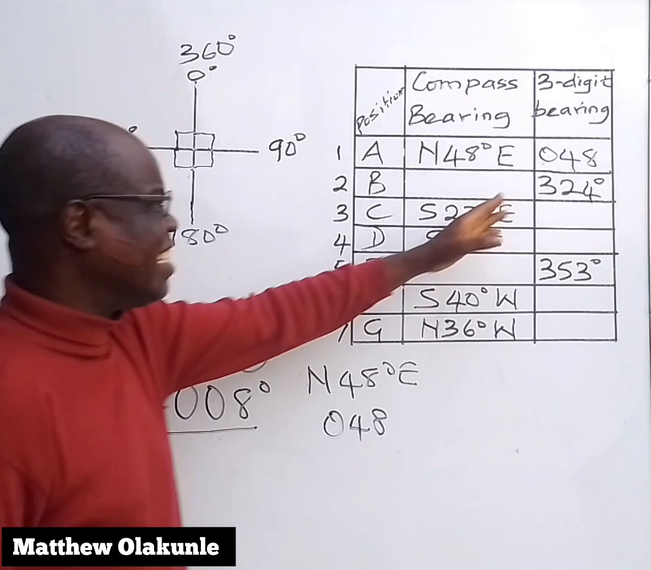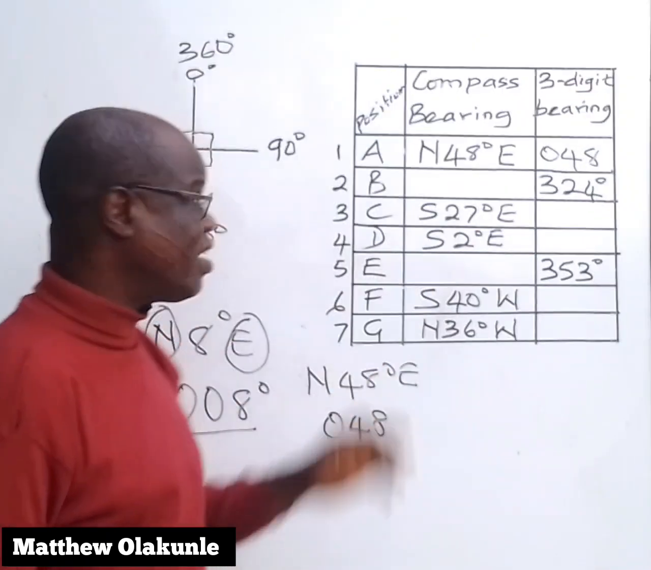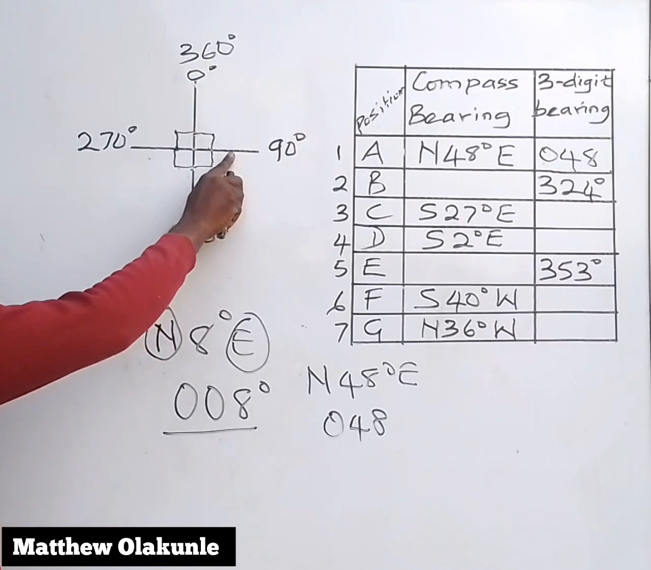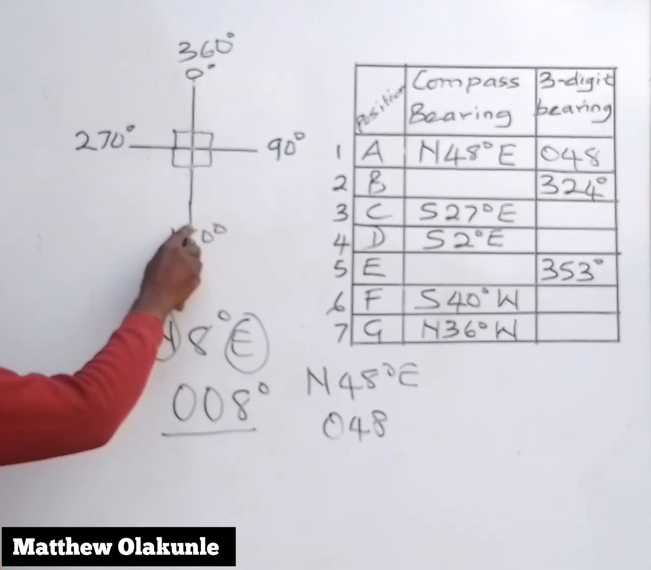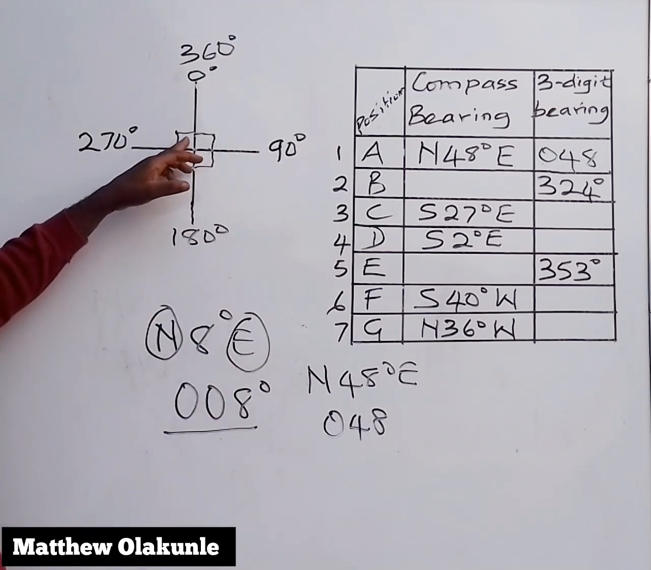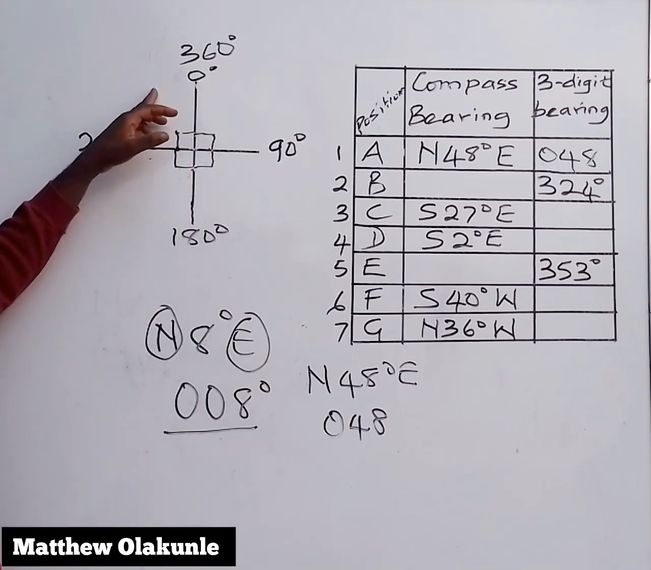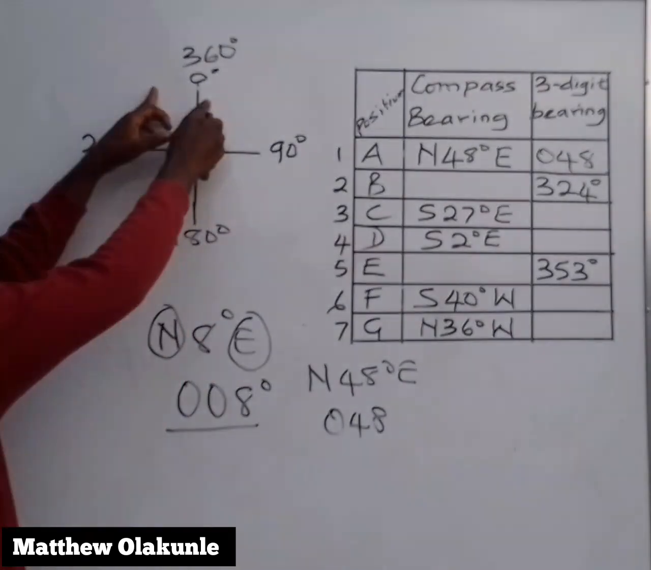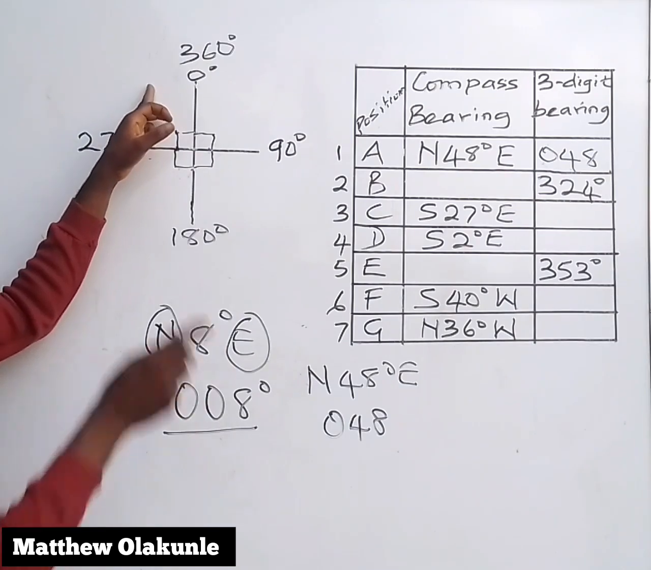Now let's look at the second one, 324 degrees. Don't forget that this is for 3-digit bearing, 324. So you start looking at it from here to here is 90, and up to this 180, up to this 270. So 324 is within this place. Now, remember that in acute bearing, the north and the south are always the point of reference. It's not this one.